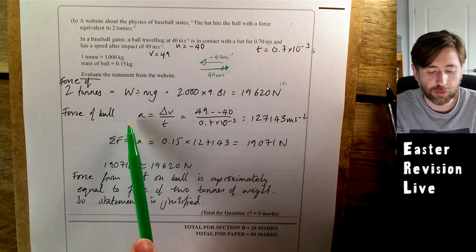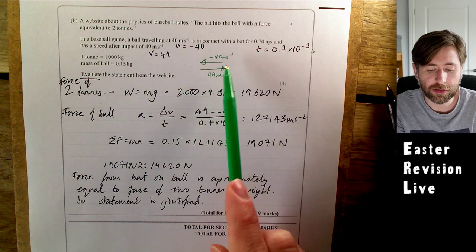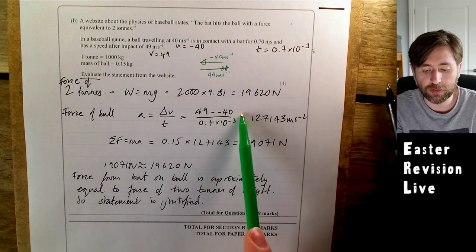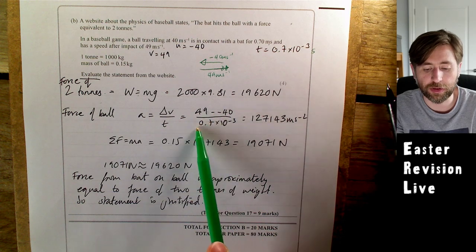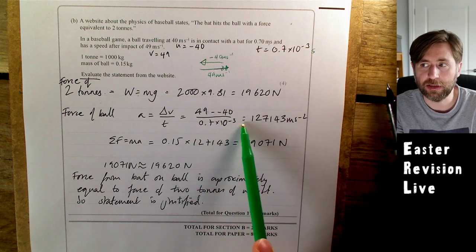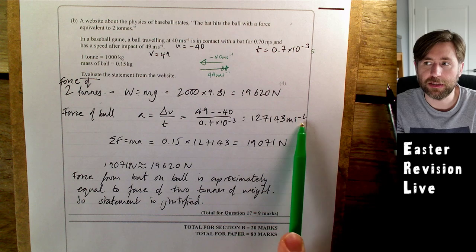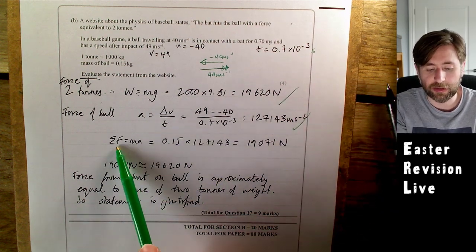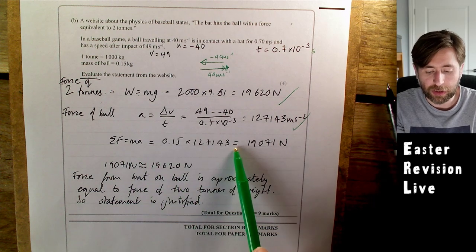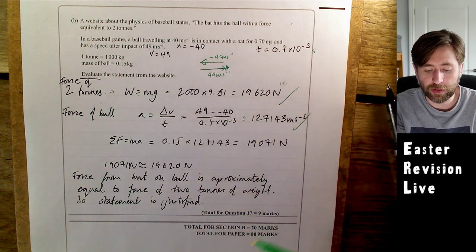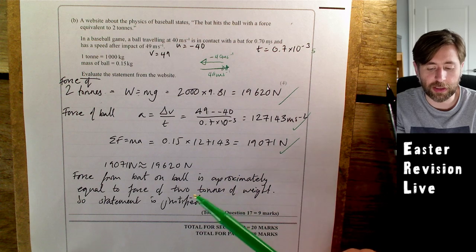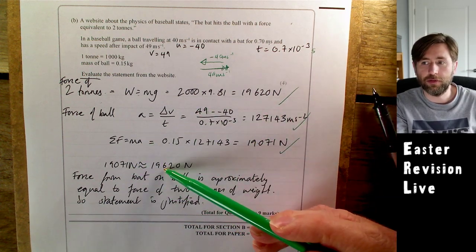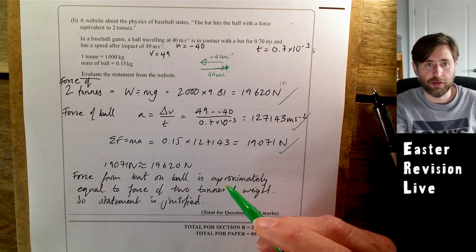Now the force of the ball, well, firstly we can work out the acceleration using the change in velocity over the time. So 49 minus 40 is 89 over 0.7 times 10 to the minus 3 gives you this number. Now that's the acceleration, got a mark for that. So far I've got a mark for these two. And then F equals ma. The mass of the ball is 0.15, that's the force of the thing, and then the final mark is for saying that this force is roughly equal to this force, so the statement is justified.